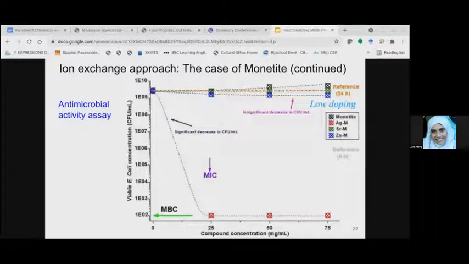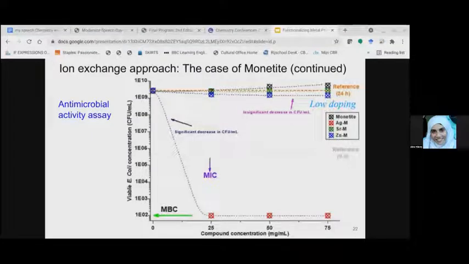And in this graphical representation of the performed assay, you can see the gray dotted line in the middle of the graph. It represents the initial concentration of the colony forming units before the incubation, and the orange dotted line represents the colony forming unit concentration after 24 hours in the blank sample.